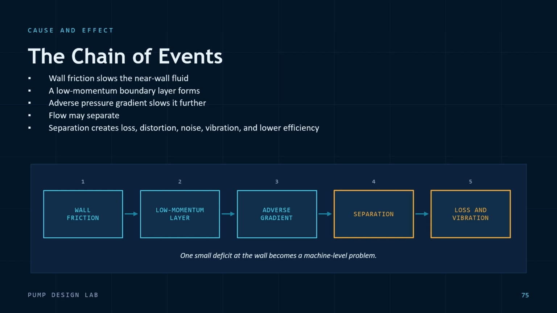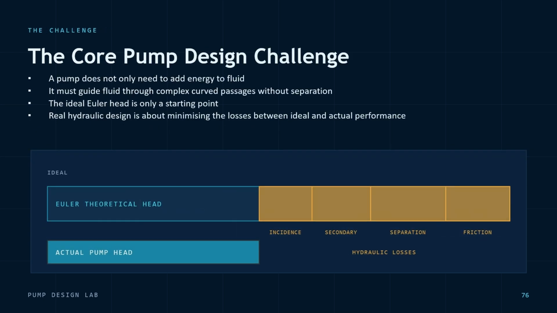The core pump design challenge. A pump is not simply a device that adds energy to liquid. It must add energy while guiding the liquid through rotating, curved passages without creating excessive loss. Euler's equation gives a theoretical energy transfer. But the difference between theoretical and actual pump performance is shaped by friction, boundary layers, secondary flow, mixing, leakage, and separation. One of the clearest examples of design stage boundary layer control is smooth blade loading.